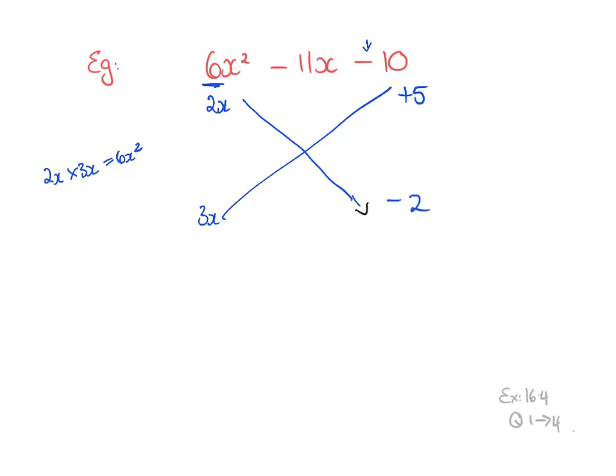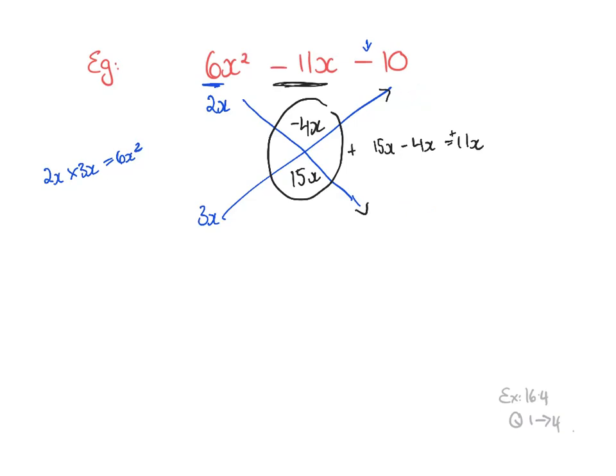So what's 2x times negative 2? Negative 4x. Good. And then what's 3x times positive 5? 15x. Okay, if we add these, what's 15x minus 4x? 11x. That's positive, but it needs to be negative. So what can we do? Okay, so let's change.